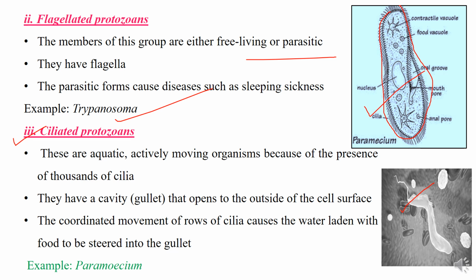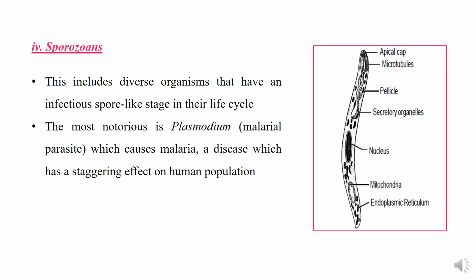They are aquatic and actively moving organisms because of the presence of thousands of cilia throughout the body, and they have a cavity, that is the gullet. The gullet is the oral groove that opens to the outside of the cell surface, and they take the food inside this cavity. The coordinated movement of rows of cilia causes the water along with the food to come into this gullet, and from there inside the cell. Example is the Paramecium. And after that sporozoans are there.